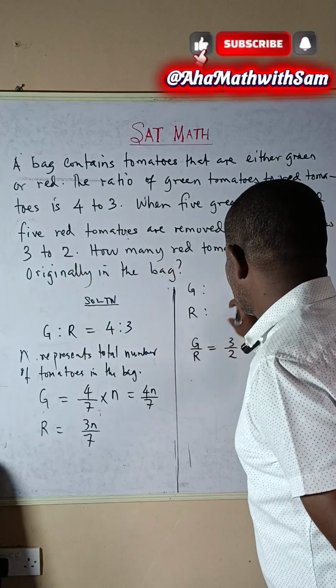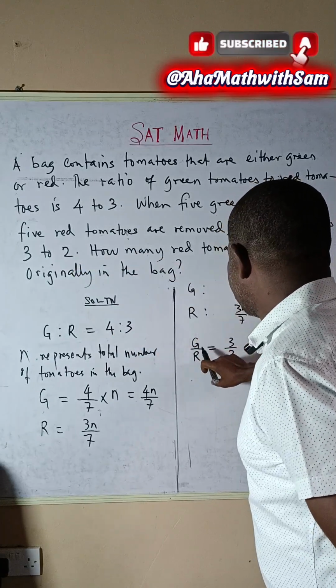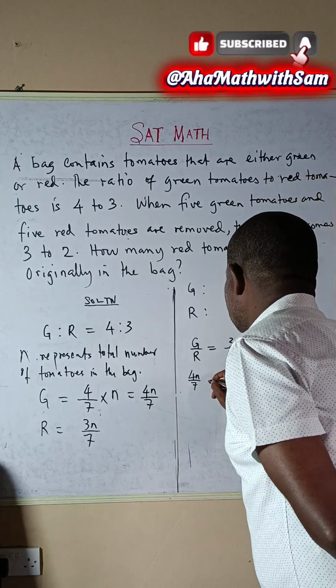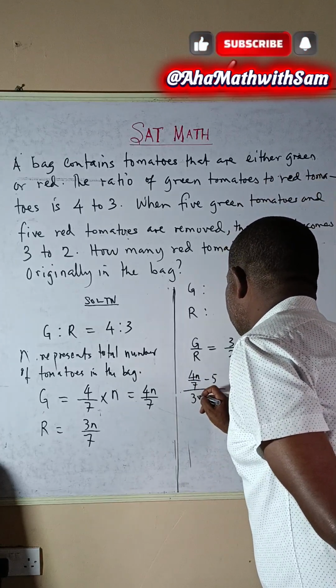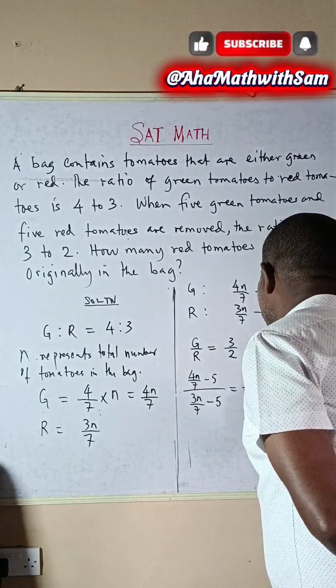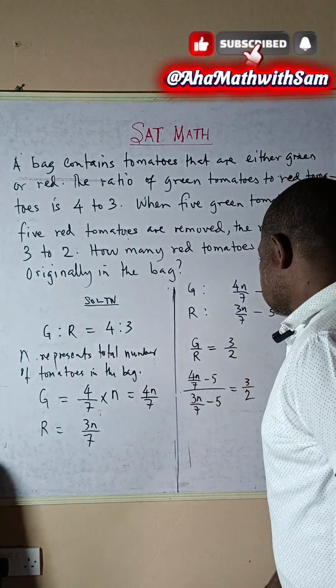Now we can substitute the number of green and red tomatoes into this. So we have 4N over 7 minus 5, all over 3N over 7 minus 5, equals 3/2. We solve this for N.